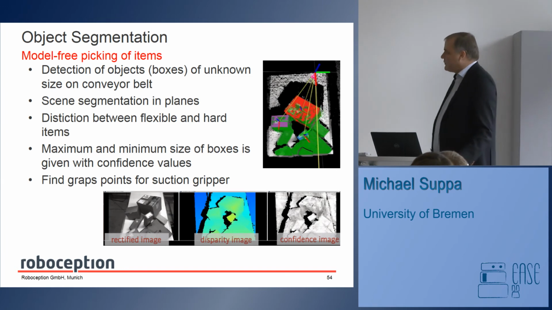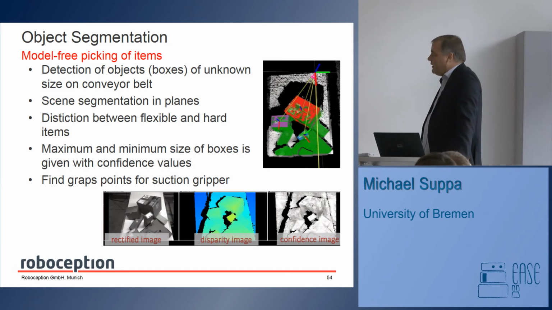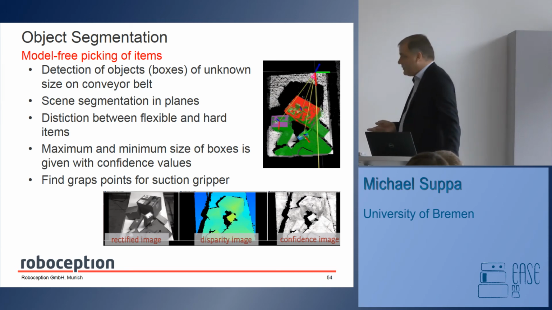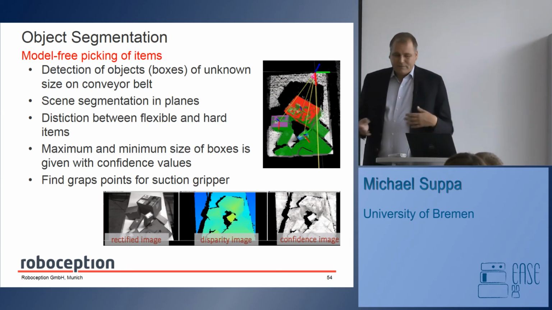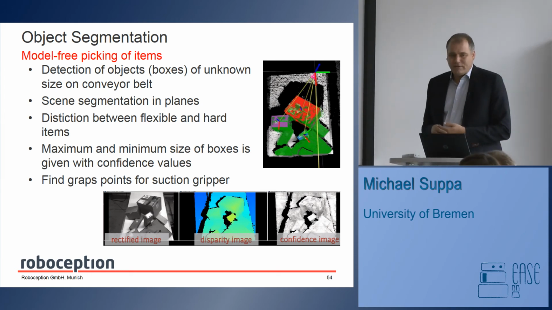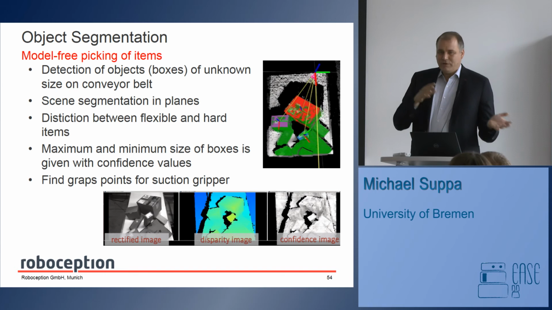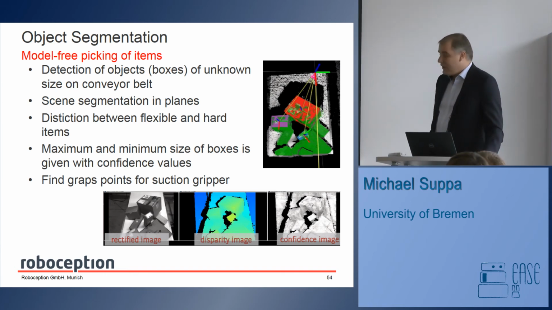I will show you a short object segmentation algorithm. Basically we have two kinds of applications. In the one, we more or less don't know anything about the objects or the environment, and in some cases we have information on that. I will now show you the difference between these two cases.